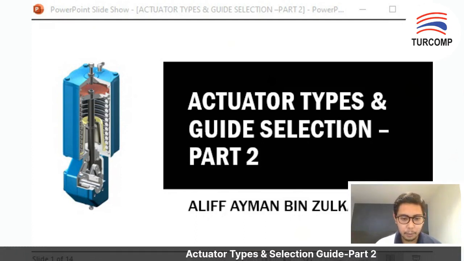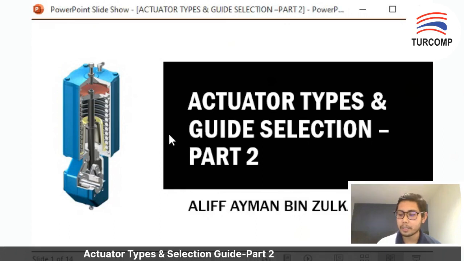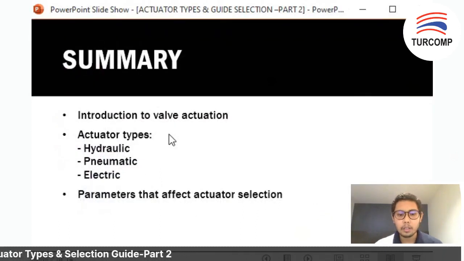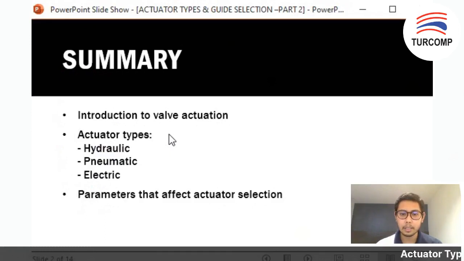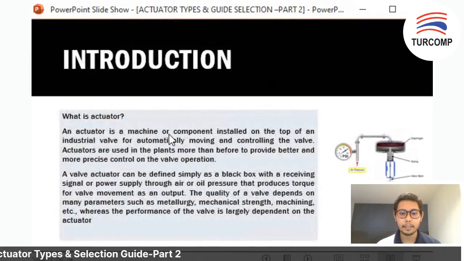Okay guys, without wasting any time, let's go to the summary. Today I will give a little introduction to valve actuation, and we will also look at actuator types, which are hydraulic, pneumatic, and electric actuator. The last part for today is the parameters that affect actuator selection. So let's move on to the next slide.